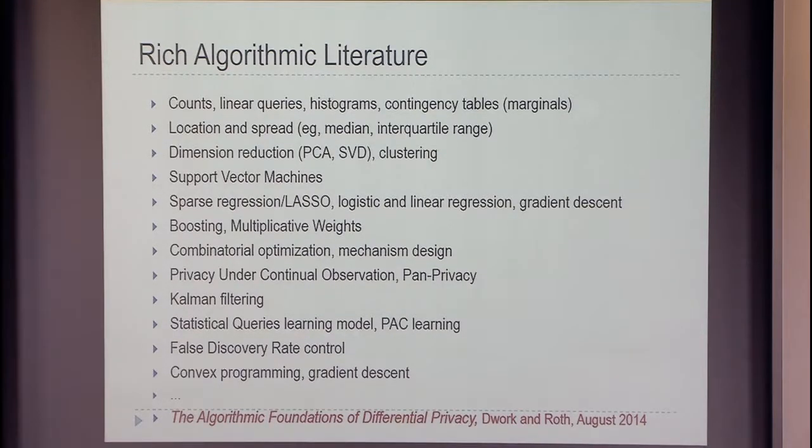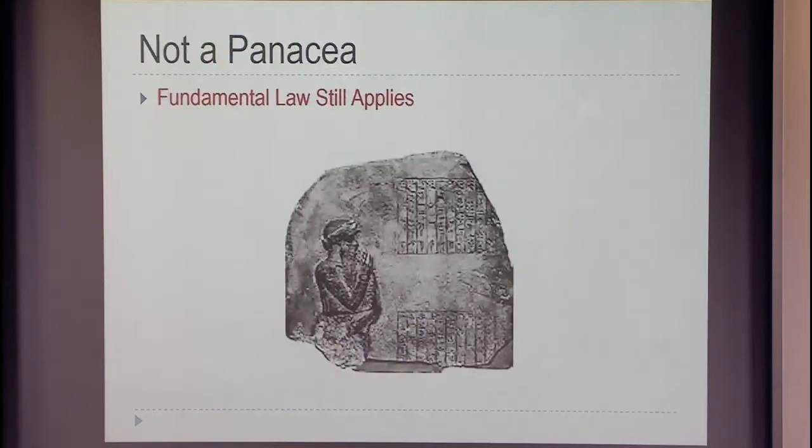Okay, so in general, there's a really rich algorithmic literature for differential privacy. There are also a lot of negative results and complexity-related results, but here are some examples of the kinds of things that people know how to do now. A lot of data analysis tasks. And there's also a book that Aaron Roth and I wrote, which is available legally for free on the web. So take a look.